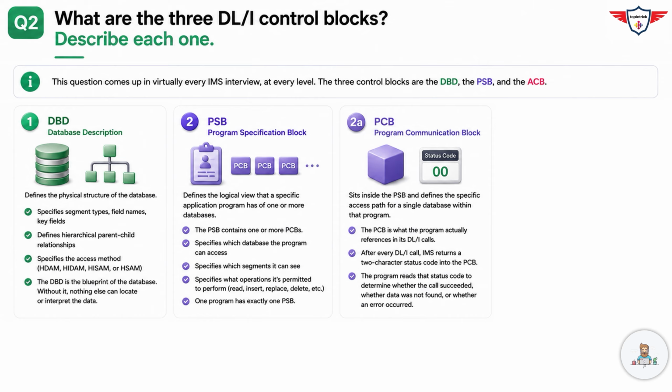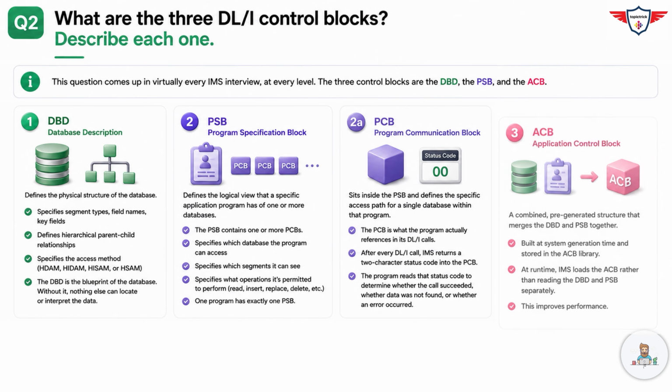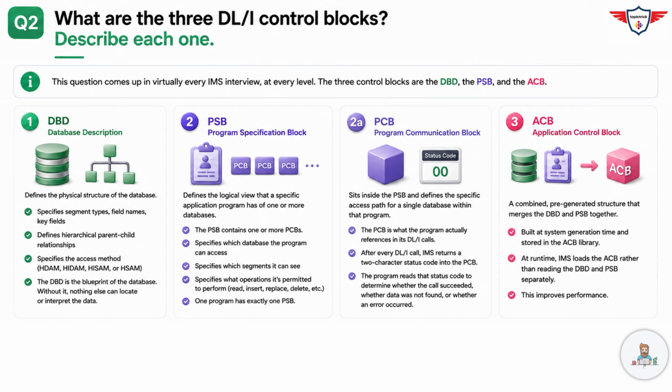Now the next one is the PCB, that is Program Communication Block. It actually sits inside the PSB and defines the specific access path for a single database within that program. The PCB is what the program actually references in its DL/I call. After every DL/I call, IMS returns a 2-character status code into the PCB. The program reads the status code and determines whether the call was successful, or there was an error, or the record was found or not found.